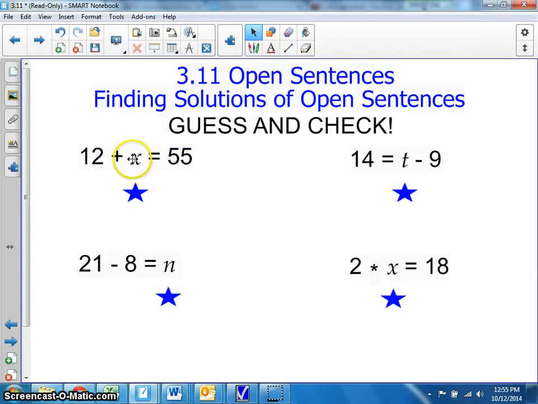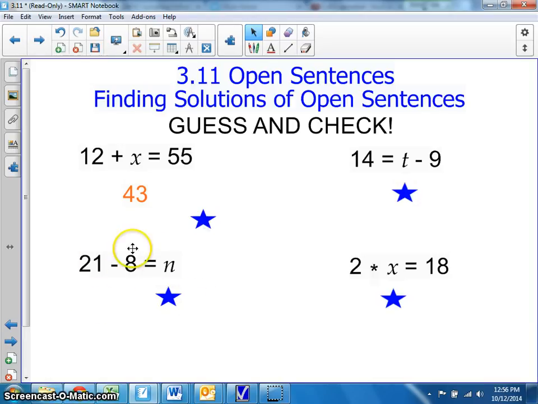So, I know that 40, I'm just going to guess here, 40 plus 12, or 40 plus 10 is 50, plus 2 is 52. So it's not 40, but 40 is close. I got 52. So I'm going to add 3 more. So it's going to be 43.